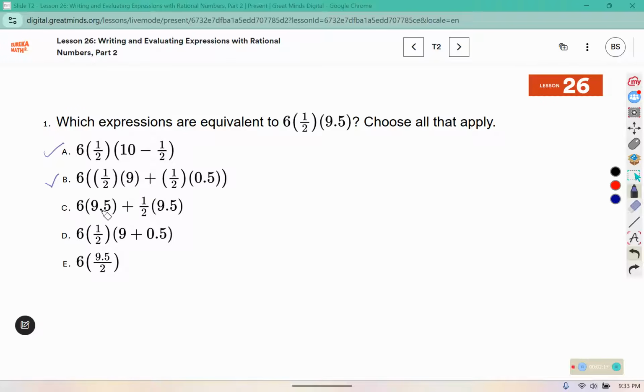Then I have 6 times 9.5 plus half of 9.5. Is that equivalent? Here I have 6 times 9.5. That takes care of these two. But a half times 9.5 would be 4.75, and is 6 times 9.5 plus that the same as this piece here? No.